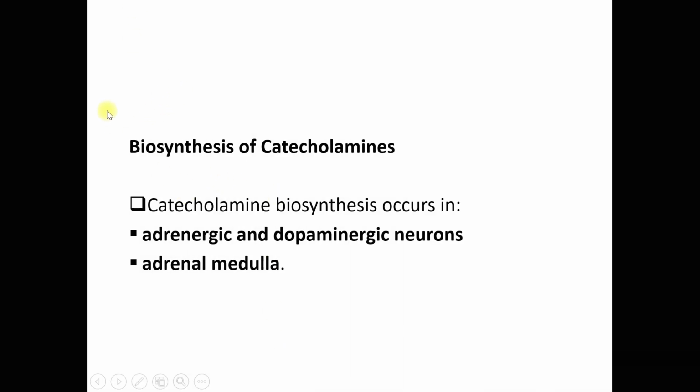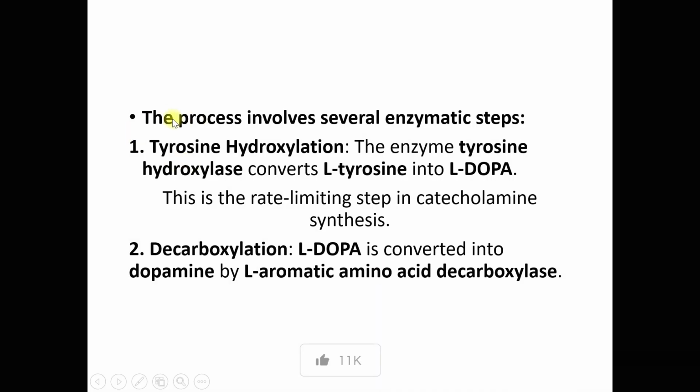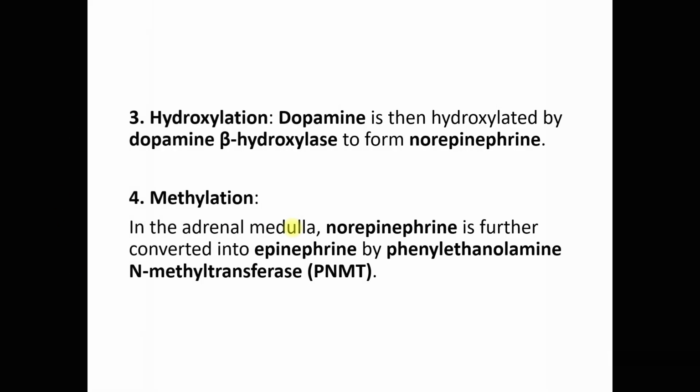Now let's see the biosynthesis of catecholamines. Catecholamine biosynthesis occurs in adrenergic and dopaminergic neurons in the central and peripheral nervous system and the adrenal medulla in the adrenal gland. The process involves several enzymatic steps. There are 4 enzymatic steps in the synthesis of catecholamines. These are tyrosine hydroxylation, decarboxylation, hydroxylation, and methylation.